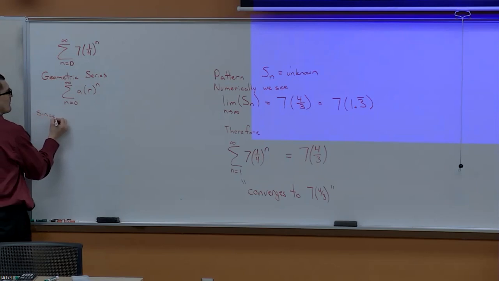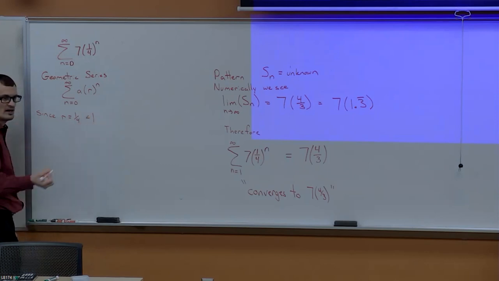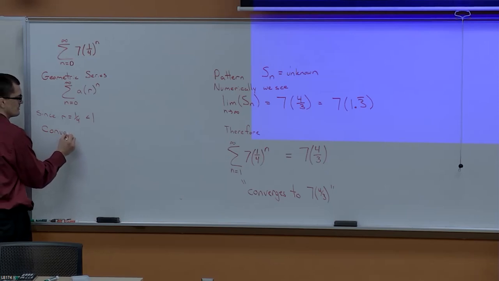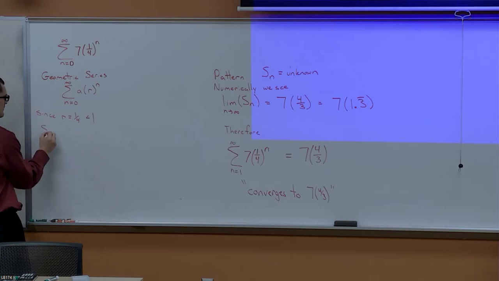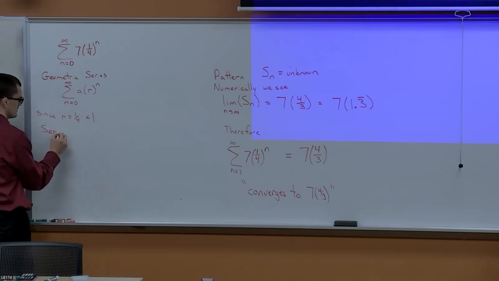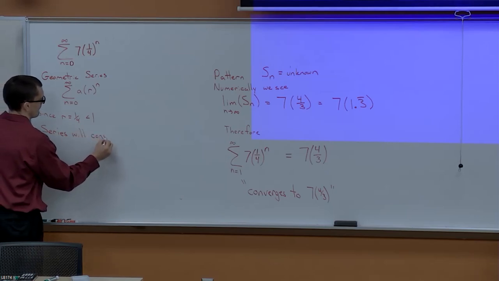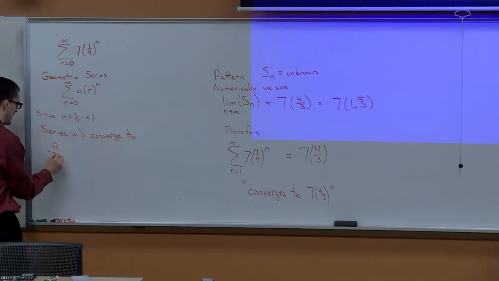Since r is a 4th, and a 4th is less than 1, obviously, we know this is going to converge. Let me write this. The series converges to a over 1 minus r.